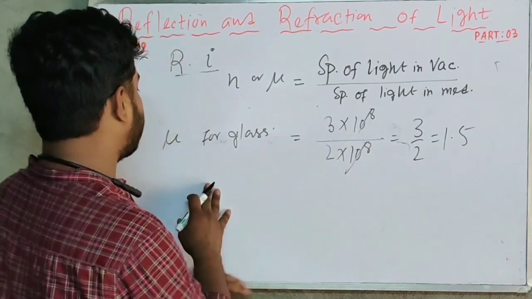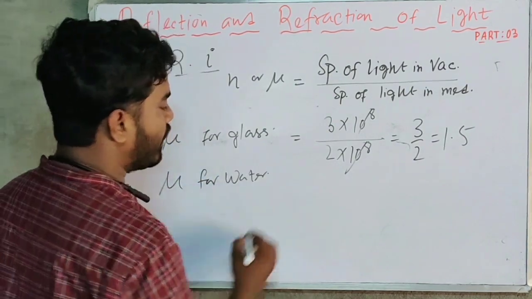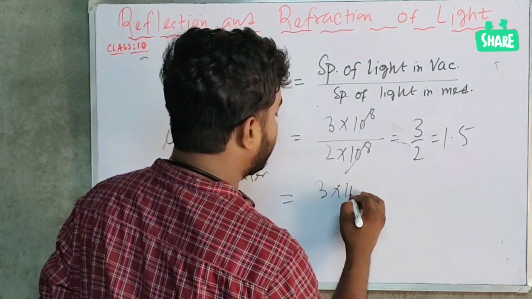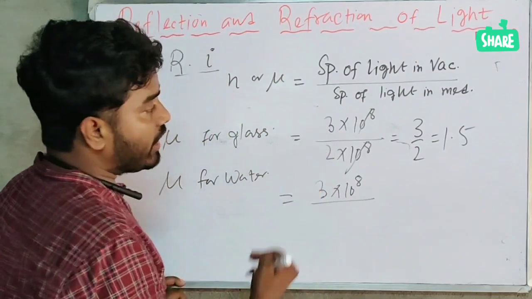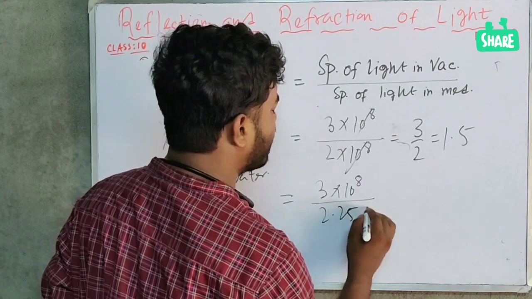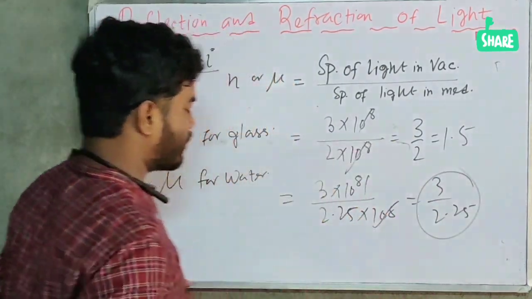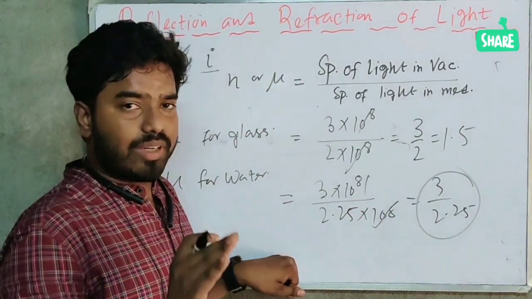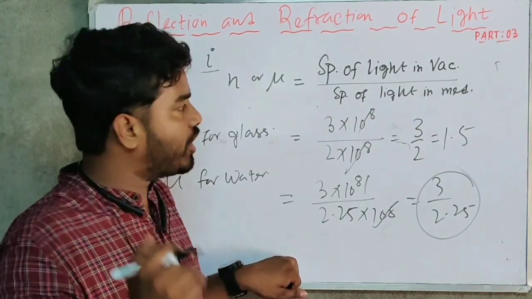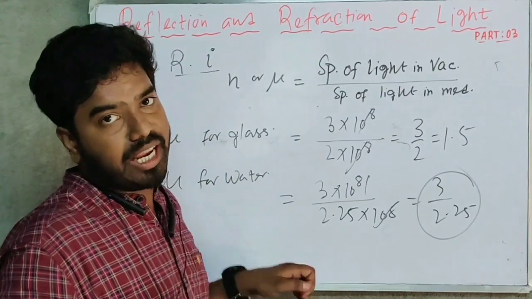Clear? Suppose we have to calculate the refractive index for water. What will be the value? Same case, in the upper portion the speed of light in a vacuum, that is 3 into 10 to the power 8, divided by, in the lower portion, the speed of light in water, and this value is approximately 2.25 into 10 to the power 8. Simplify it. So this is the value of refractive index for water. Clear? So what is refractive index? It is not a very tough thing. It is a ratio of two speeds of light. Upper portion is vacuum and lower portion is in the medium.